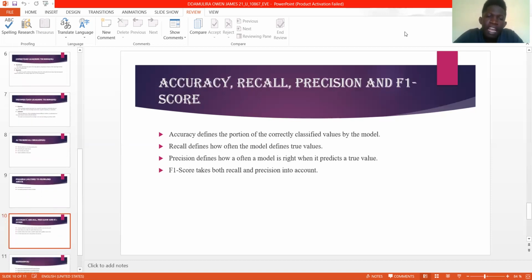Then I'll be discussing accuracy, recall, precision, and F1 score. Accuracy: what do I mean by accuracy? Accuracy defines the proportion of correctly classified values.